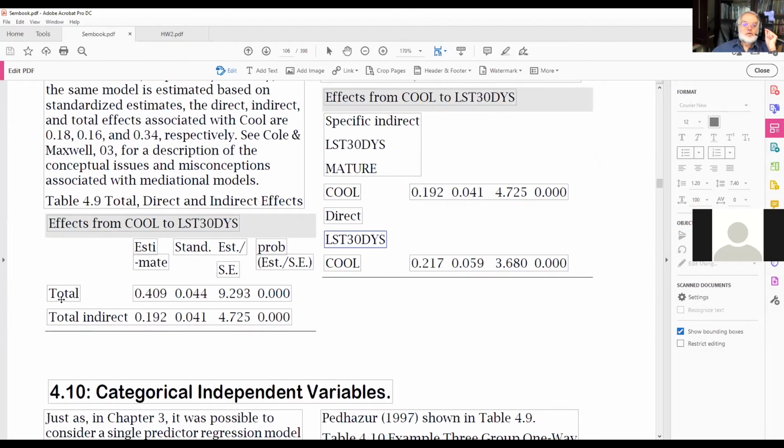So in terms of a printout, you'll get a total direct effect, and you'll get all of the indirect effects. And this is the estimate of the standardized effects that are associated with it. This is the estimate divided by its standard error. And this becomes 409 divided by 0.044 gives me 9.29. And it is these coefficients that give me the statistical significance of the indirect effect.